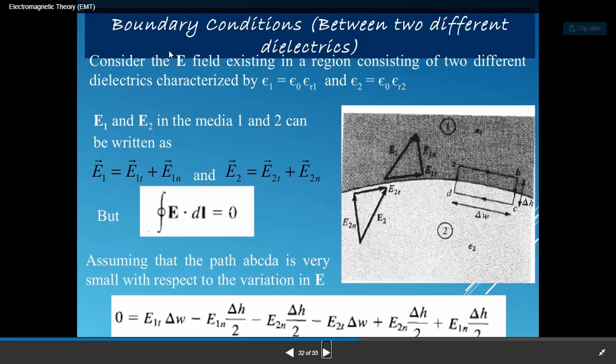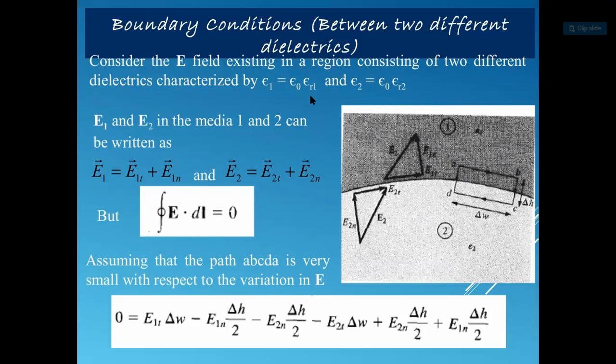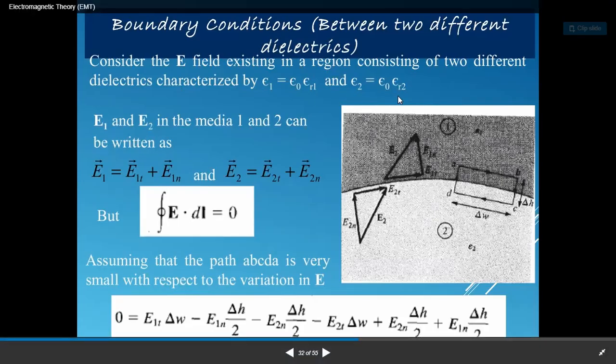Consider the electric field E existing in a region consisting of two different dielectrics, characterized as I told you, by epsilon 1 for the upper one and epsilon 2 for the lower one. Epsilon 1 is epsilon naught times epsilon R1, and epsilon 2 is epsilon naught times epsilon R2. So now you see.